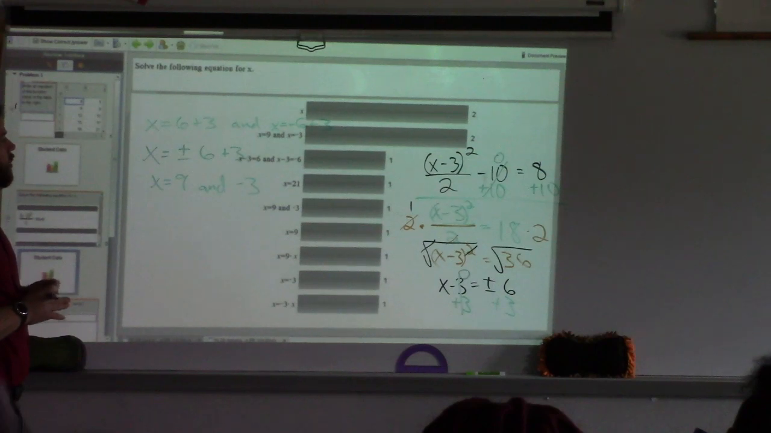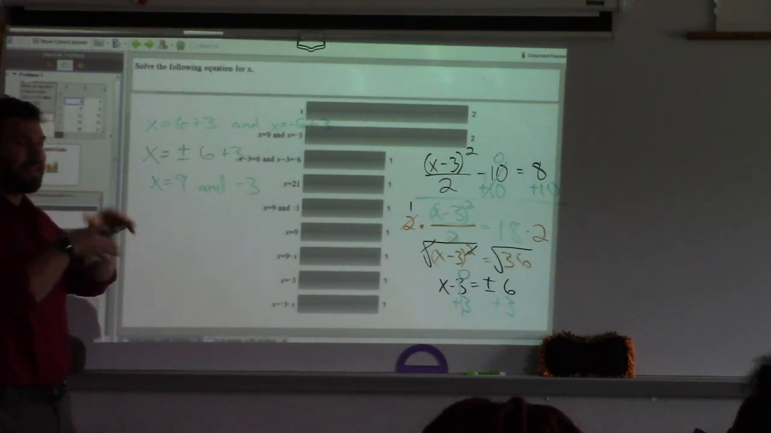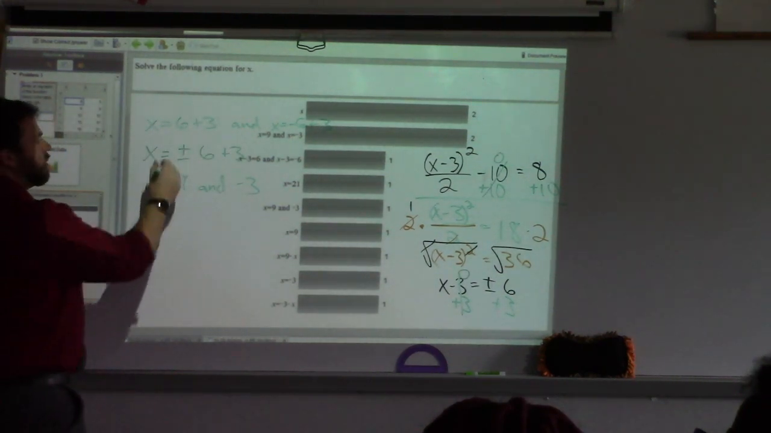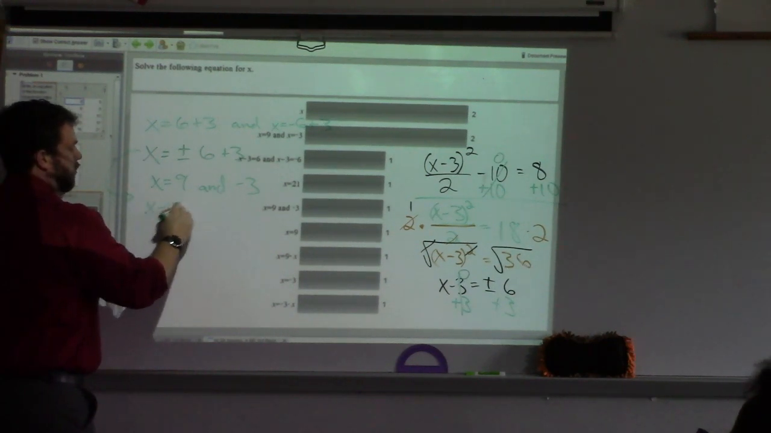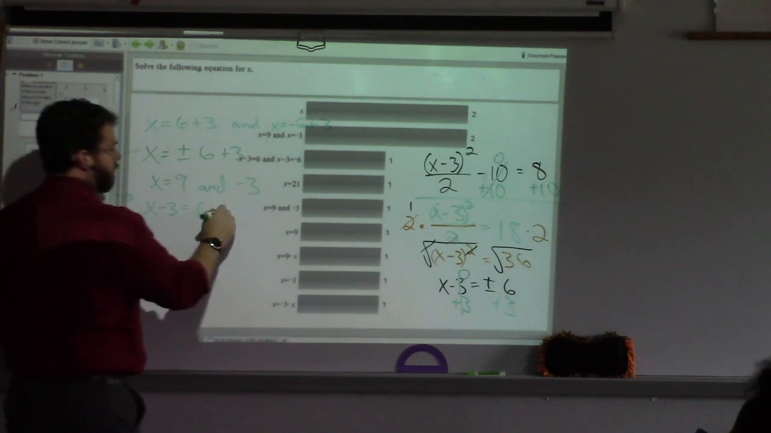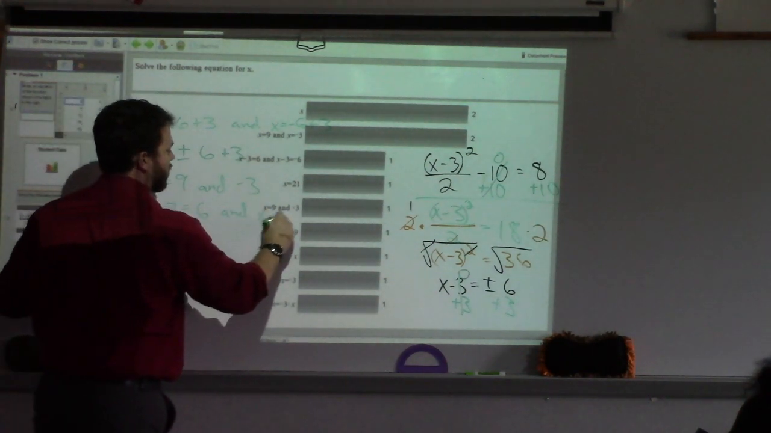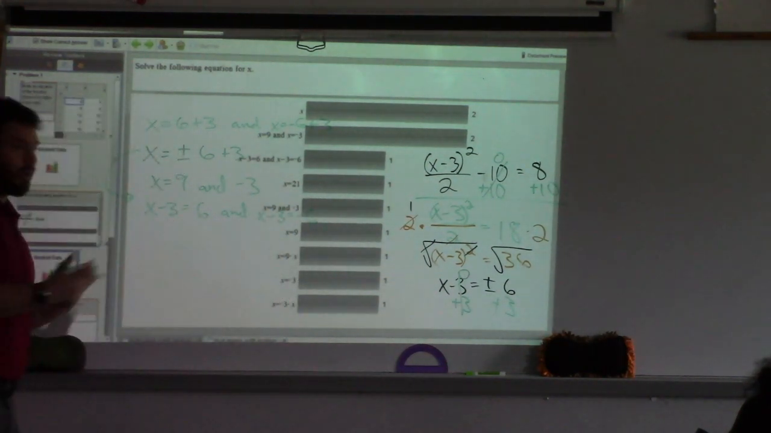If you feel more comfortable splitting it up like that and then finishing it up, or you could even do it from here, right? You could have said x minus 3 is equal to a positive 6, and x minus 3 is equal to a negative 6. If that helps you, go for it.